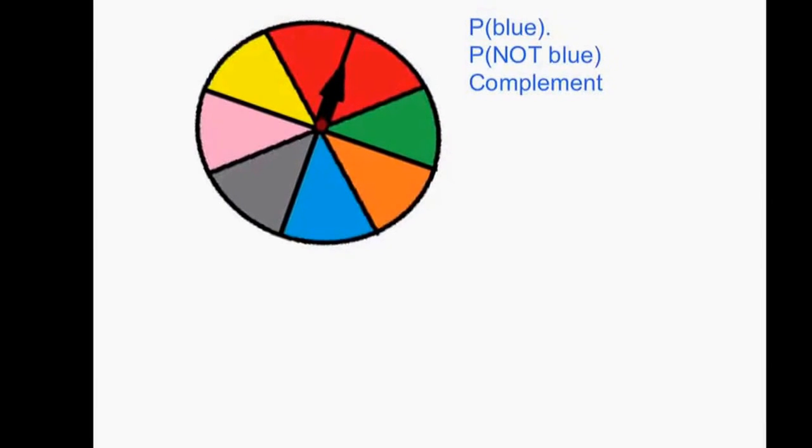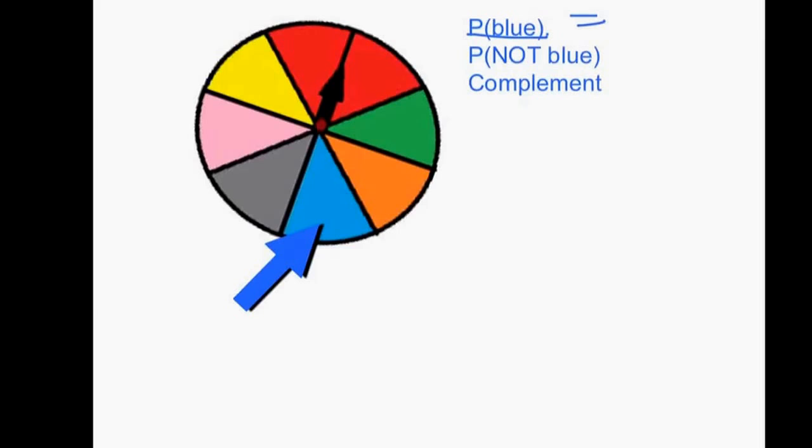Okay, so in terms of notation, if you were trying to describe how likely it is that you are going to get the spinner to land on blue, it would be written P and then in parentheses blue. The way it's read is the probability of spinning blue, the probability of blue. In this case, assuming that it's equally likely to land in any of these 8 quadrants, the probability of blue will be 1 out of 8.